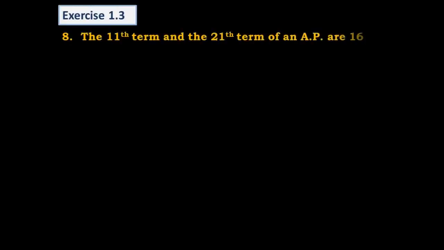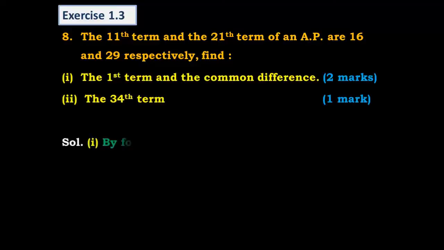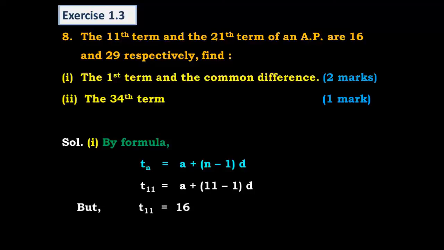The 11th term and 21st term of an AP are 16 and 29 respectively. Find the first term and the common difference. Then we have to find the 34th term. Now let us start with the first one. First term and the common difference we require. Now see, the 11th term is given. So we have the formula TN is equal to A plus N minus 1 into D. So T11 is equal to A plus 11 minus 1 into D. But see, the 11th term is 16. So we have the equation 16 is equal to A plus 10D, equation number 1.